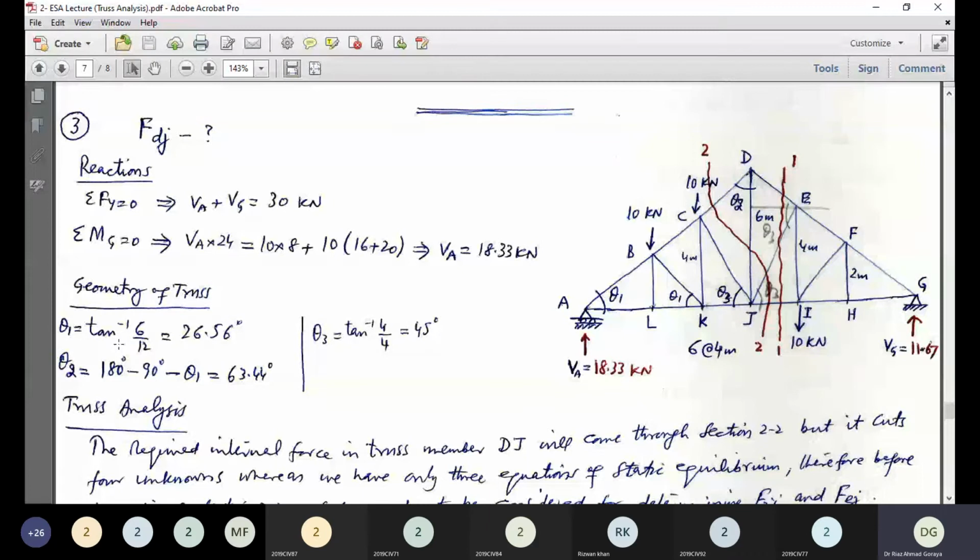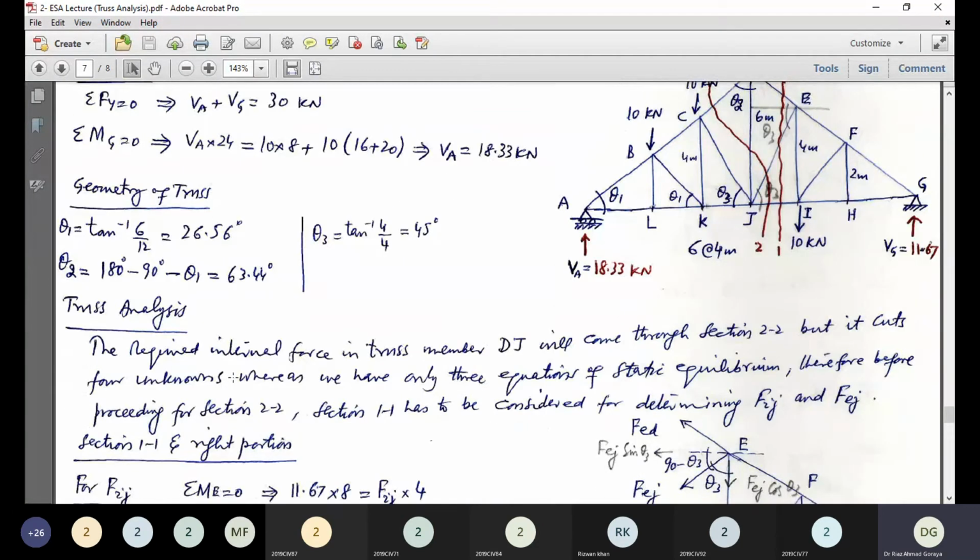That is theta 1 equal to tan inverse 6/12. That will give us 26.56. Theta 3 simply tan inverse 4/4, 45. And theta 2, that is 180 minus 90 minus theta 1. We get 63.44.